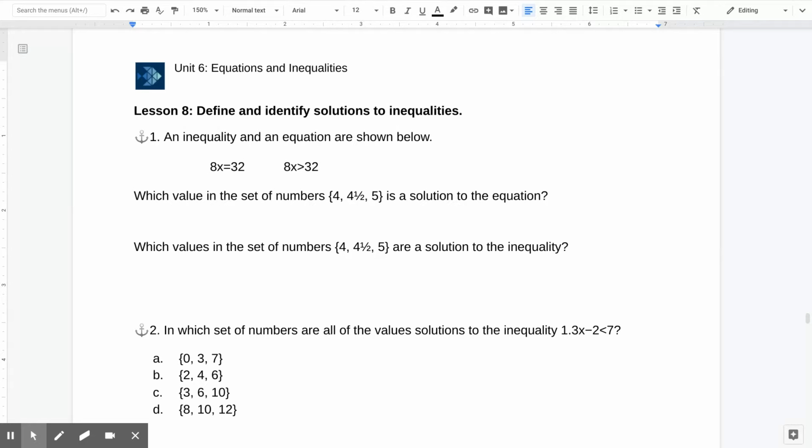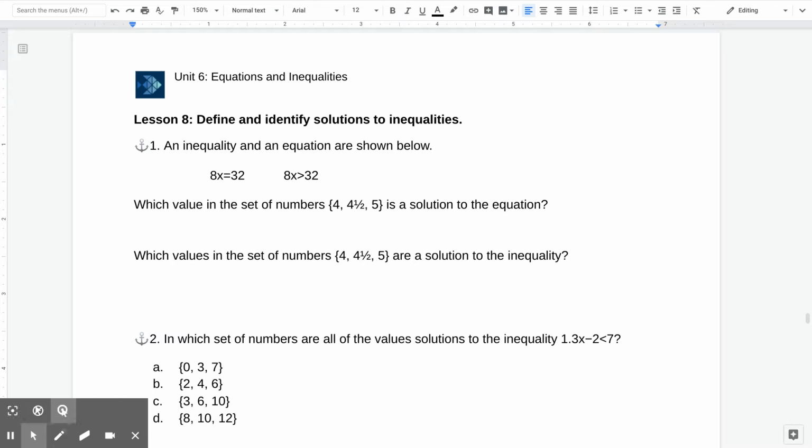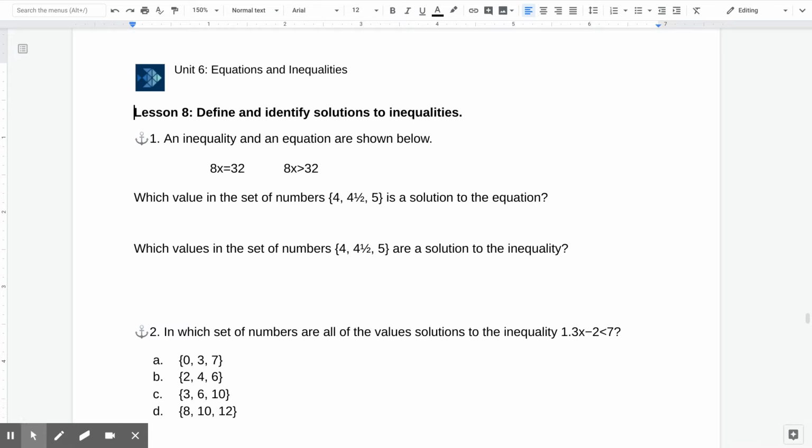So an inequality is different from an equation in that it's just not equal. There are multiple types of inequalities. We can, of course, have something that's greater than, as we do in this equation. We could have something that's less than. We could have something that's greater than or equal to. Notice how that's kind of a combo symbol. Or we could have something that's less than or equal to. Any of those symbols give us an inequality.